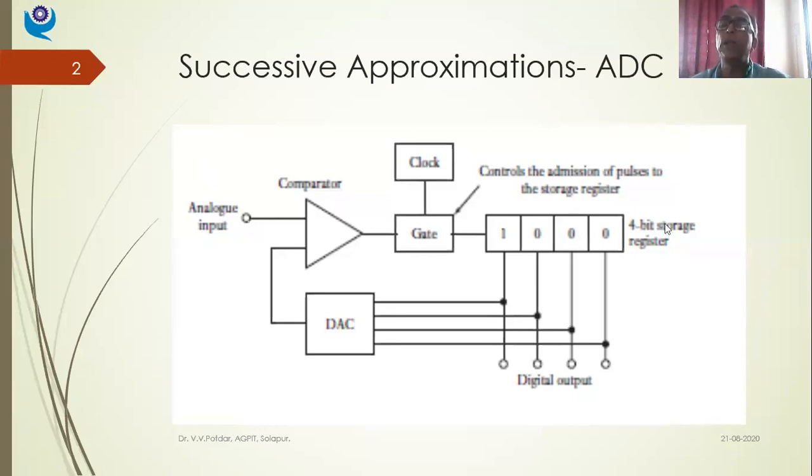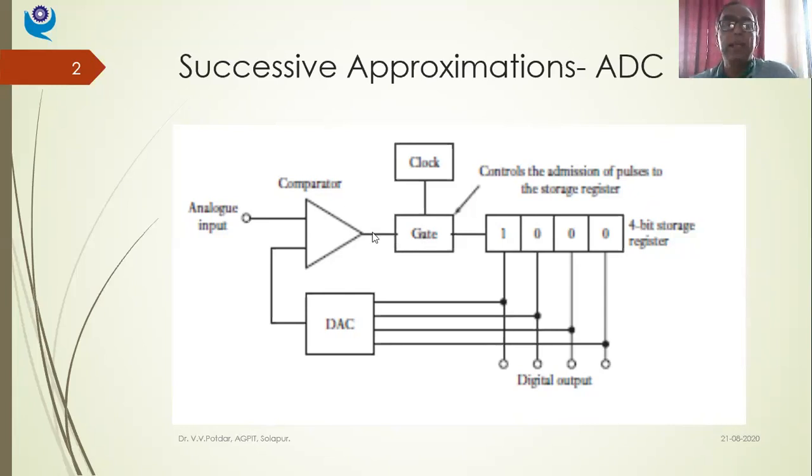Now, this digital output will be given further to either my microprocessor or microcontroller, which will be further processing the signal. As we know, microprocessors and microcontrollers can process only digital signals. So this digital output will be given to my microprocessor or controller for further processing, and thereafter it will go to my actuator. Okay, this is how the arrangement is. Now the analog signal that I want to convert is given to my op-amp comparator, and it is given to the gate.